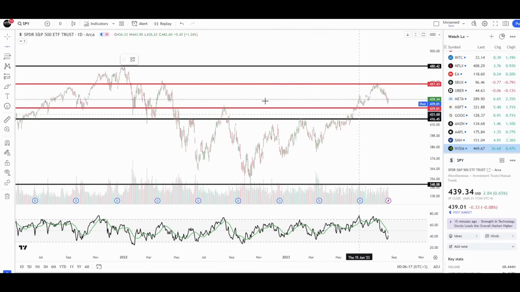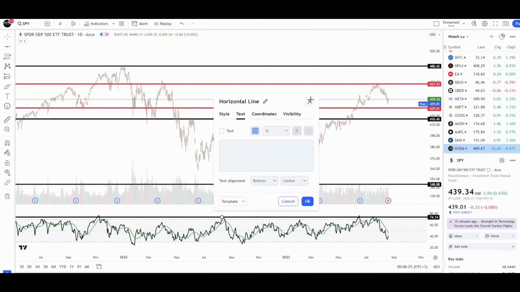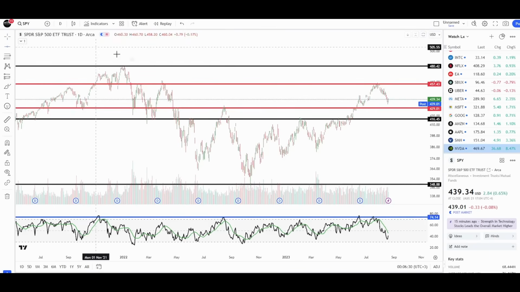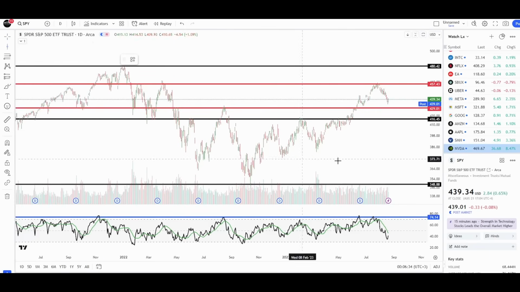Let's apply the same stuff, guys. Where do we see the big reactions? Here it is. This is one big clear reaction. Let me change the color. Let's use blue for this one. Here it is. Boom, blue. Why is it important? Let's use the vertical line tool. Let's find it. Here is the vertical line tool.